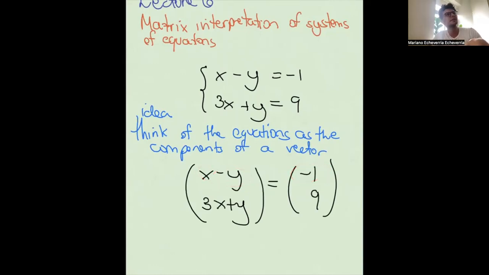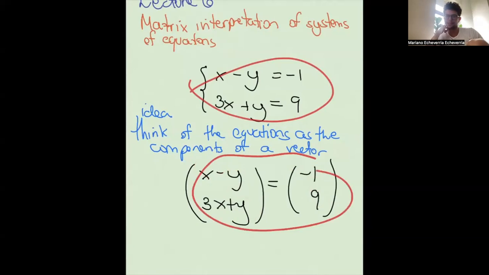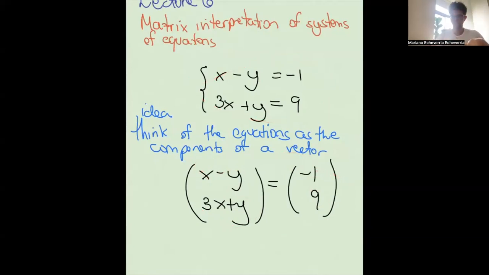an equality between vectors is kind of like an equality between matrices. It just happens entry by entry. So saying this is the same as saying this. Is that okay? So far, so good.